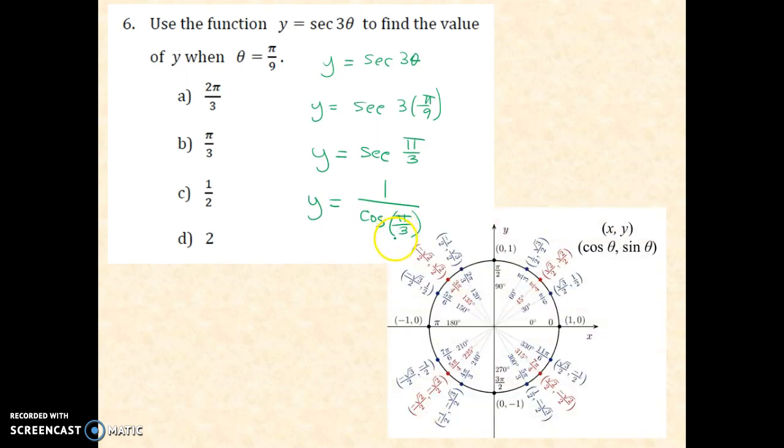Now, I'm going to reference my trusty unit circle and look for cosine of pi over 3. Cosine of pi over 3 is 1/2. So this is 1 over 1/2. Dividing by a fraction is the same as multiplying by the reciprocal, so that's the same as 1 times 2 over 1, which is 2. So the answer there is D.